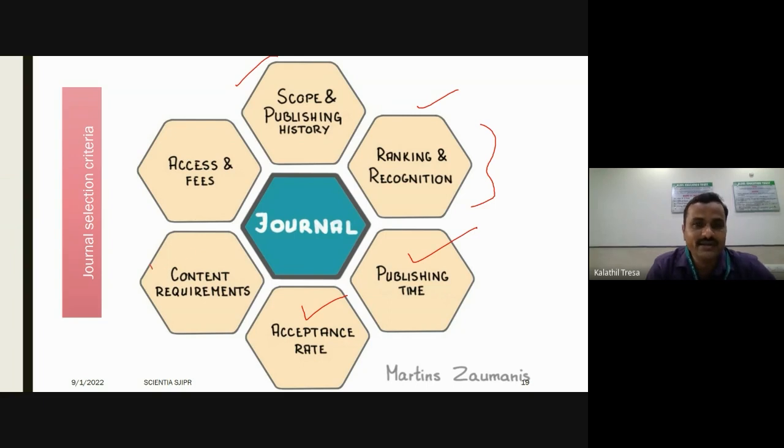Then what is the content requirement, that is, as per the author guidelines, what type of content is required. Then whether it is an open access journal or any type of subscription is required, or after acceptance of that paper, is there any fee, called the publication fee, or any other charges charged by that journal. So we have to consider all these points before selecting the journal for publication.